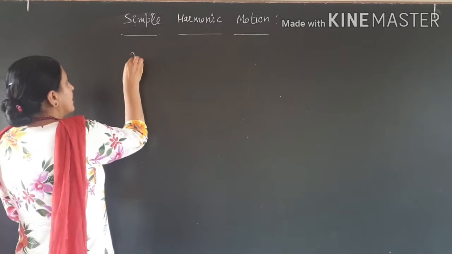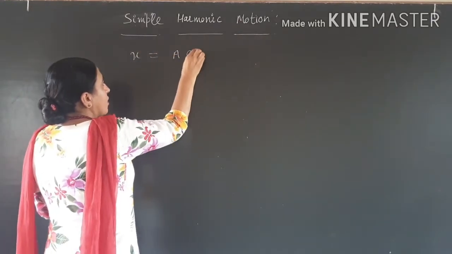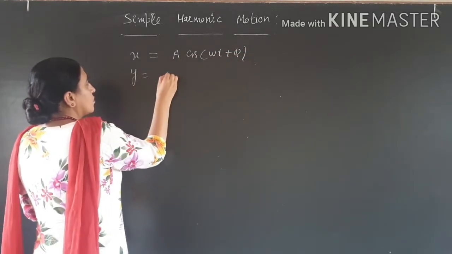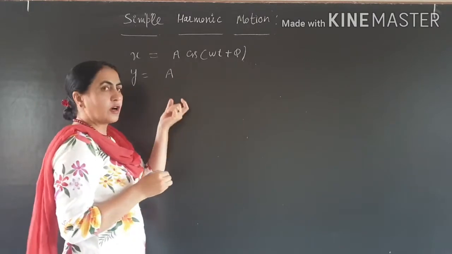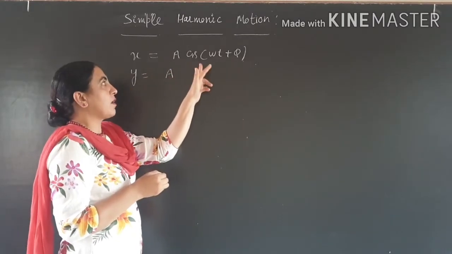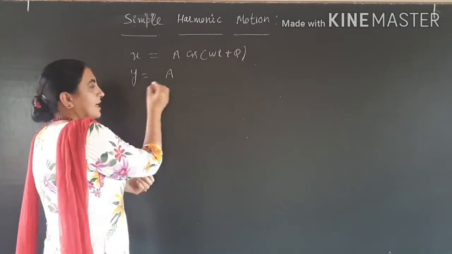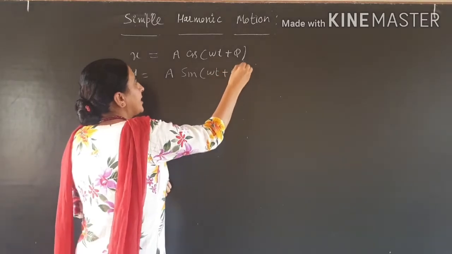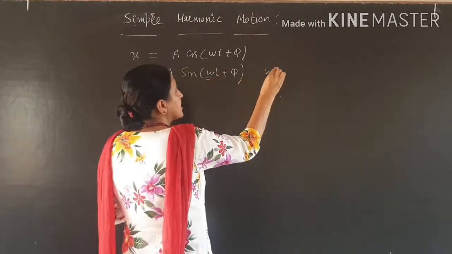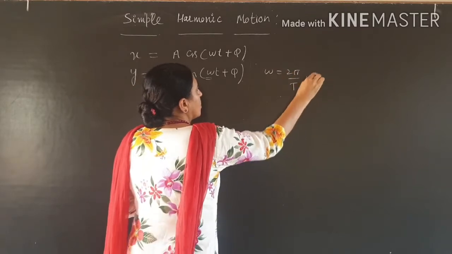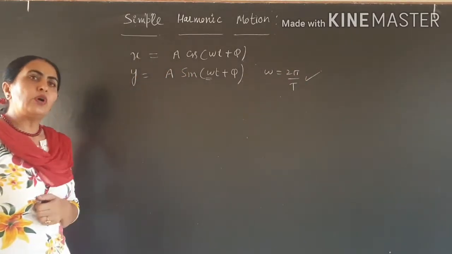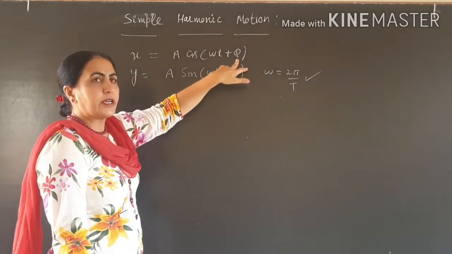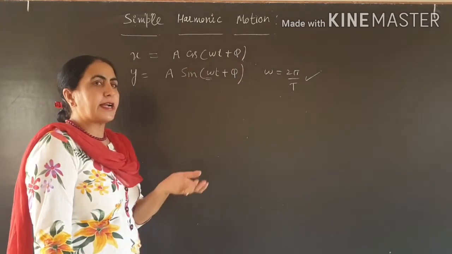So I write x is equal to a cos of omega t plus phi, and also y is equal to a sine of omega t plus phi, or we can write it in the form of cos or sine. And what is omega? Omega is equal to 2 pi by T. I will show you how we can write omega is equal to 2 pi by T. Phi is the phase at t equal to 0, and omega t plus phi is the phase at any time t.